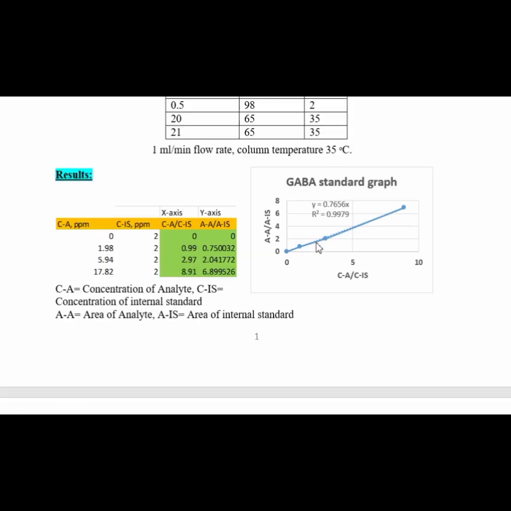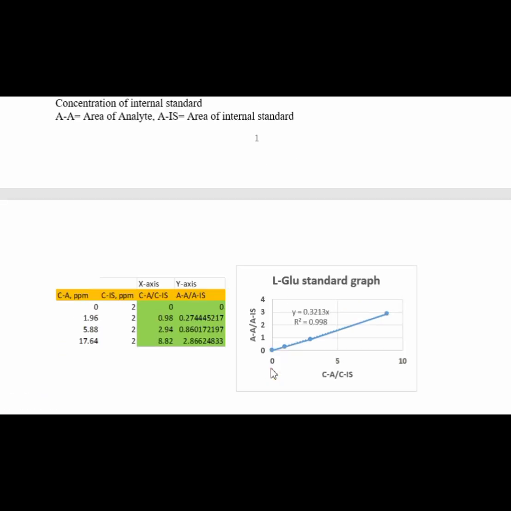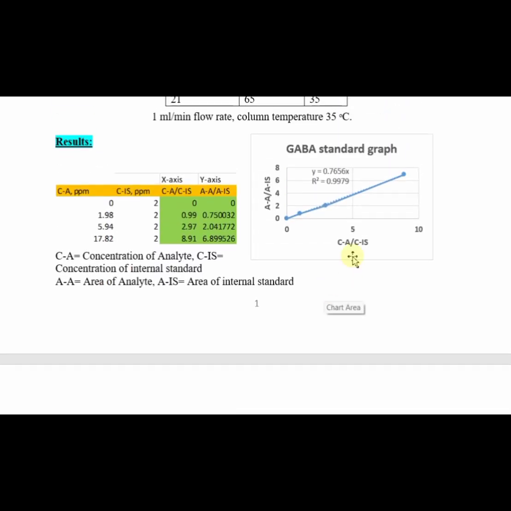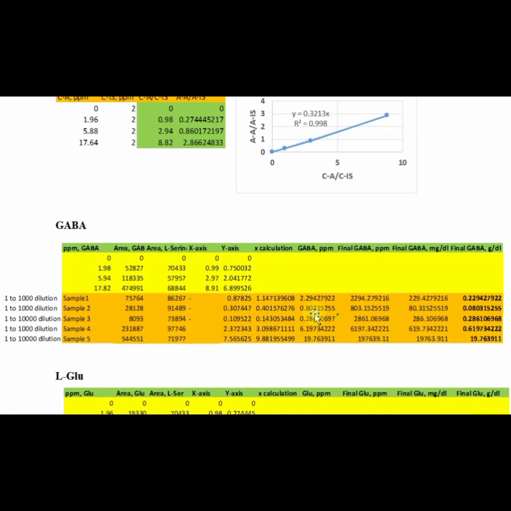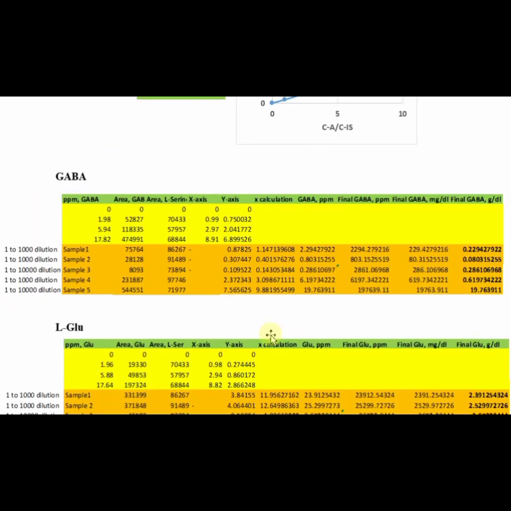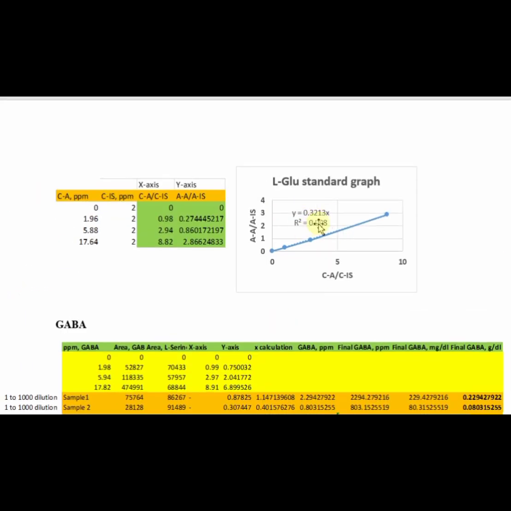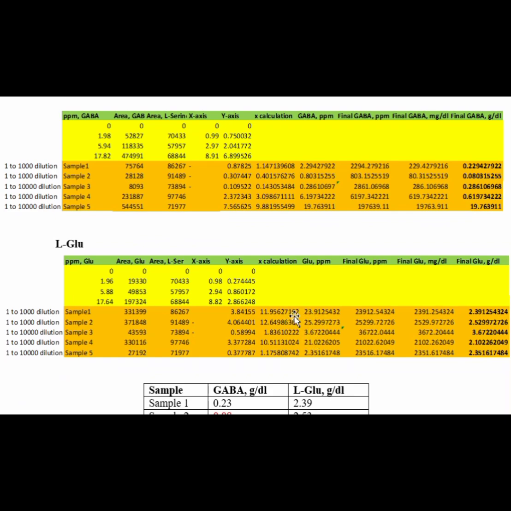This is where we have to obtain the x calculation. Here, for the case of GABA, we have to divide it by 0.7656, and for L-glutamate we have to divide this y value by slope 0.3213 of L-glutamate. Then we can obtain x value for glutamate concentration estimation.